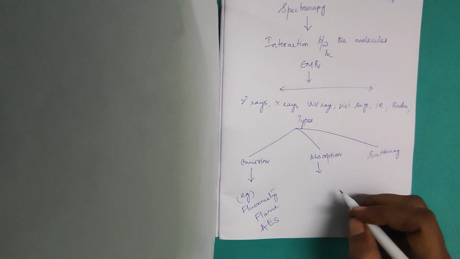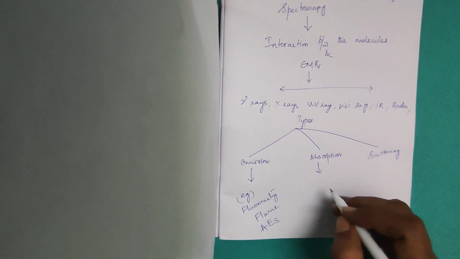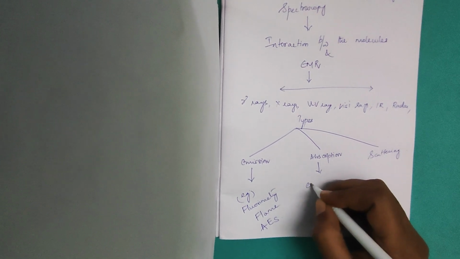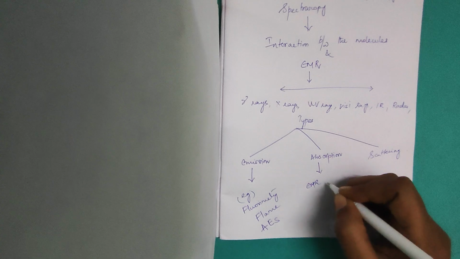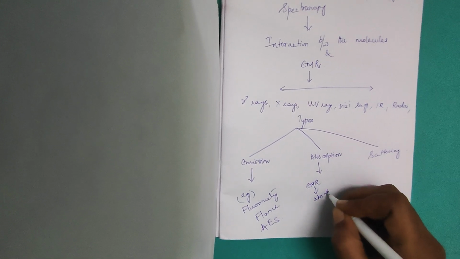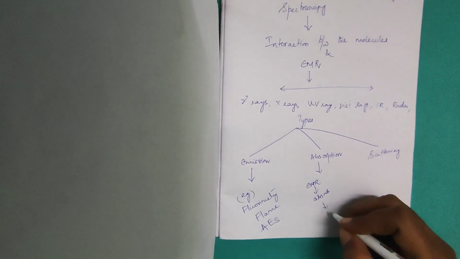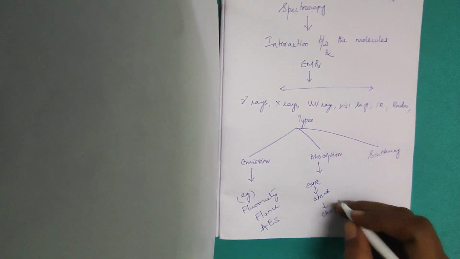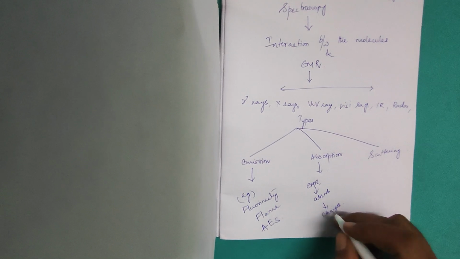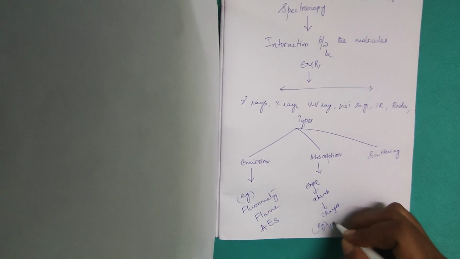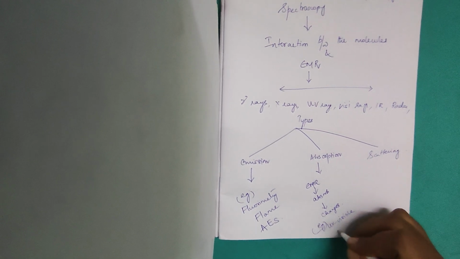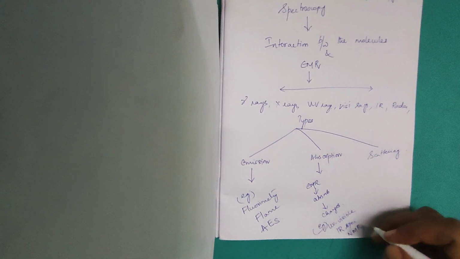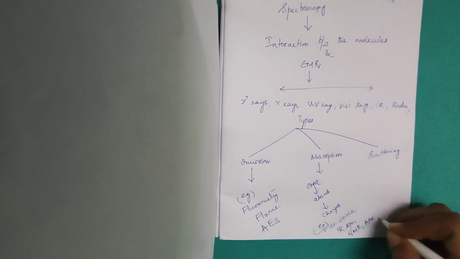Coming to this absorption spectroscopy, it is a spectroscopic method where your electromagnetic radiations are absorbed by the sample and the molecule undergoes some changes. So that is called absorption spectroscopy. Examples of this absorption spectroscopy are UV visible spectroscopy, IR spectroscopy, NMR spectroscopy, and atomic absorption spectroscopy.